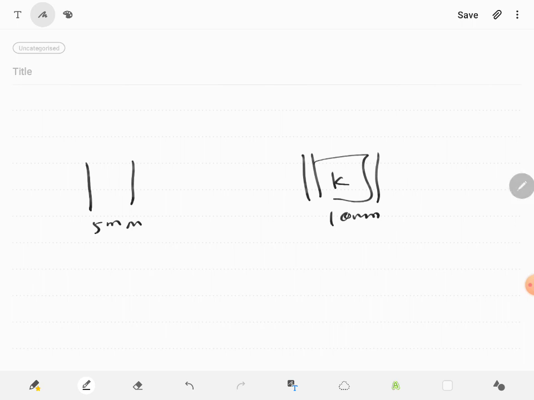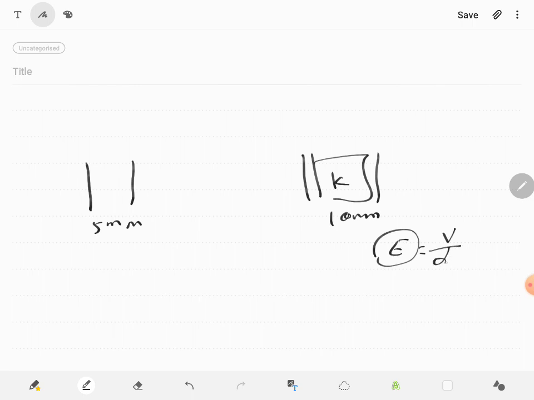So then, therefore, since it's still connected, the electric field will not change. It will just be E only. You know that the electric field will not change because E is equal to V by d.